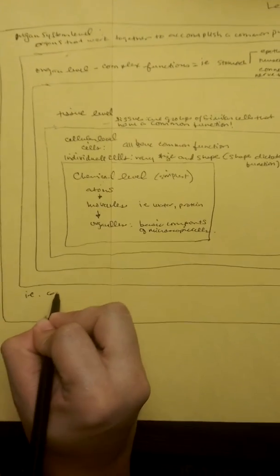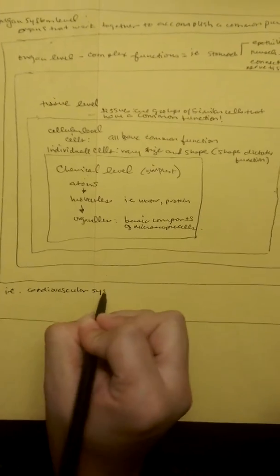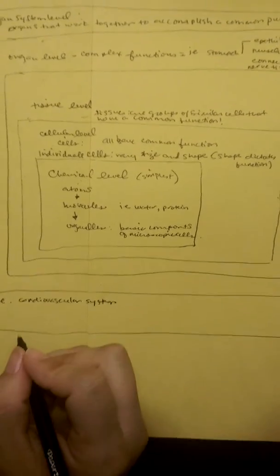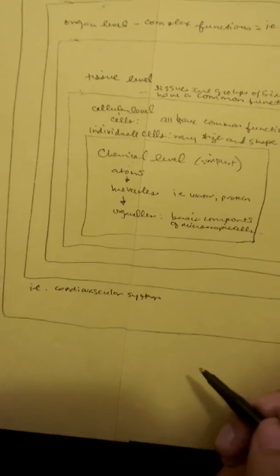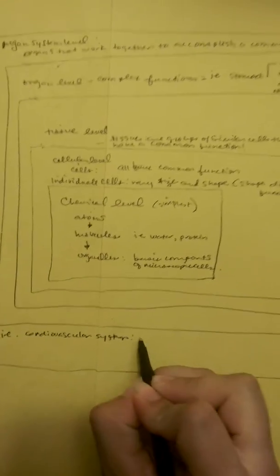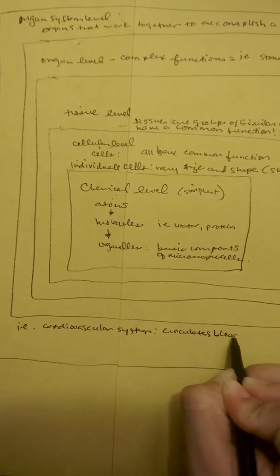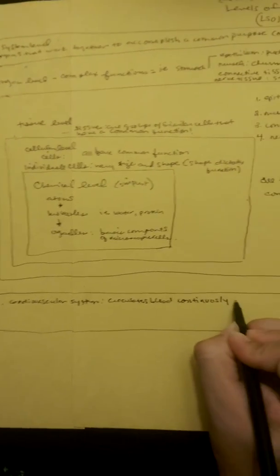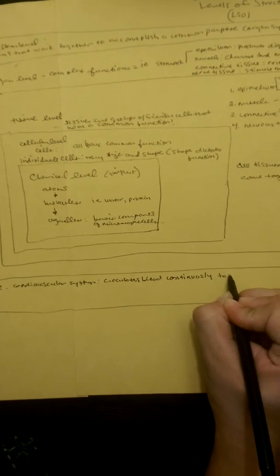We have the cardiovascular system. And the cardiovascular system circulates blood continuously to carry oxygen and nutrients, okay?